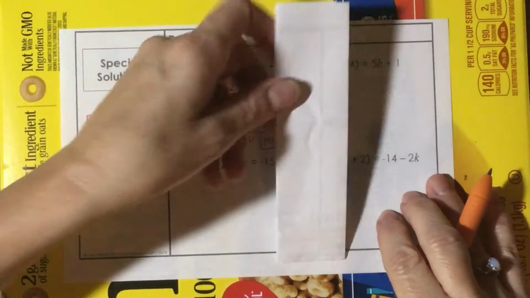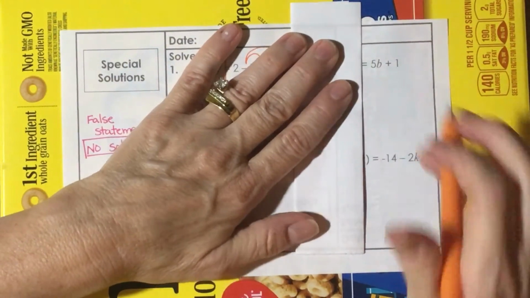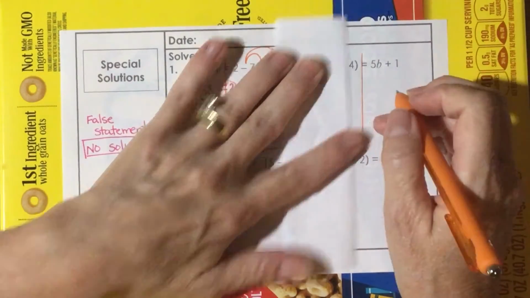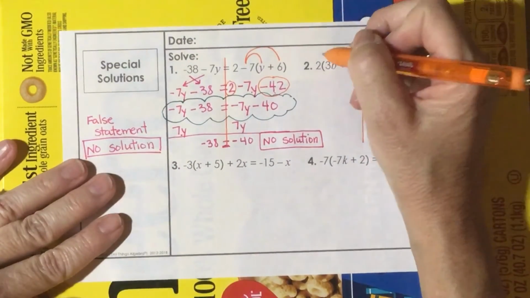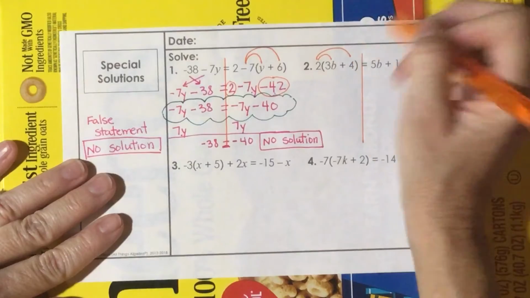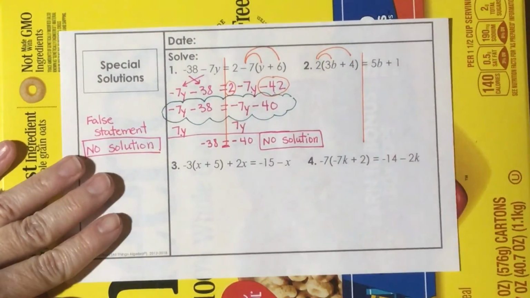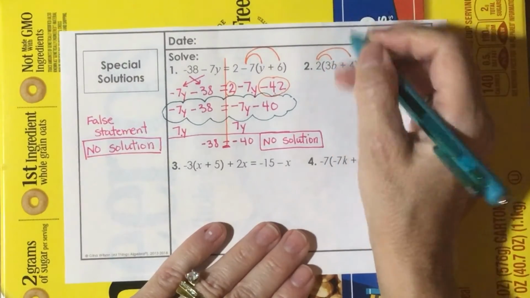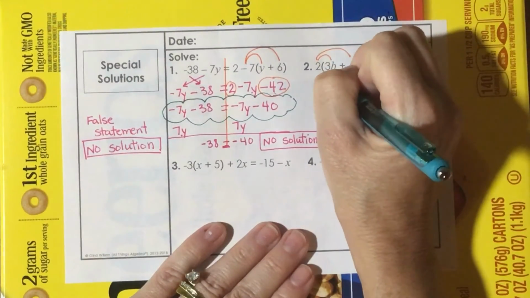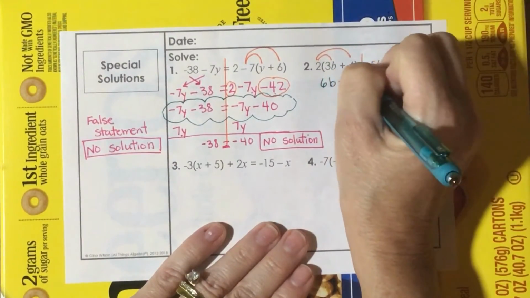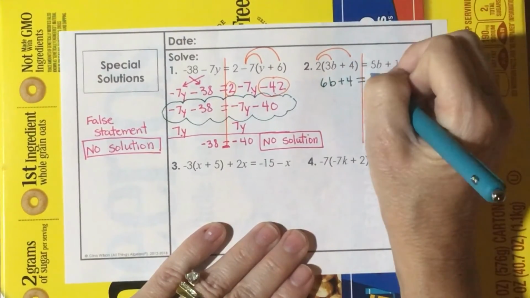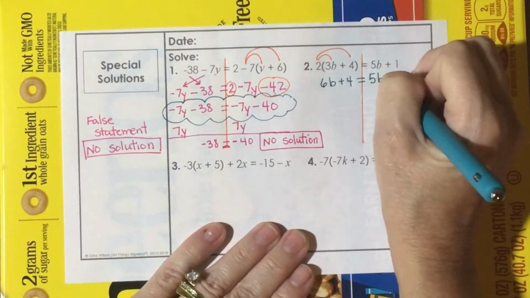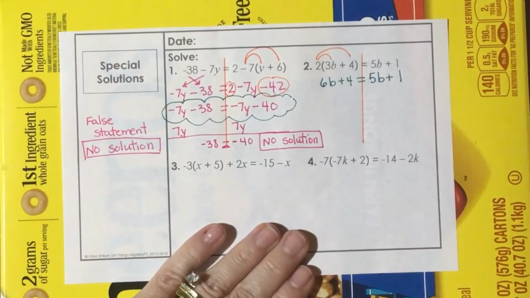All right, number 2. I see the distributive property. I saw those parentheses. My eyes went right to it. All right, so 2 times 3 is 6b plus 4 equals, and over here we don't have to simplify. Looking at both sides, simplifying is done.